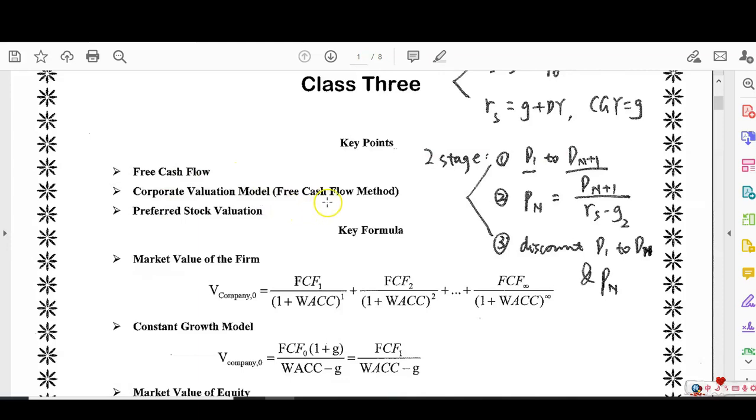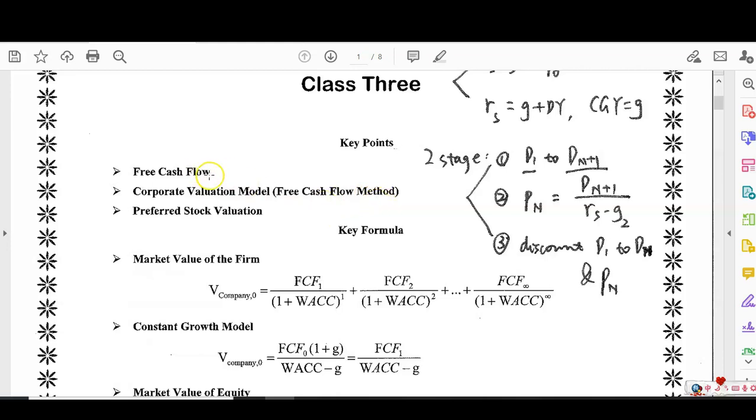Also called the free cash flow method. Okay, this is a second model to evaluate stock price after we talked about the dividend discount model, the first model. In this model, instead of discounting all the dividends of the firm to get the firm value, we're going to discount free cash flows of the firm. That's why we call it the free cash flow method.